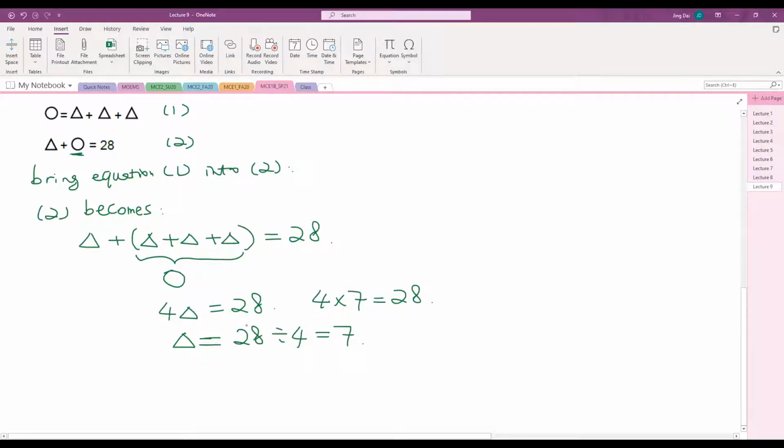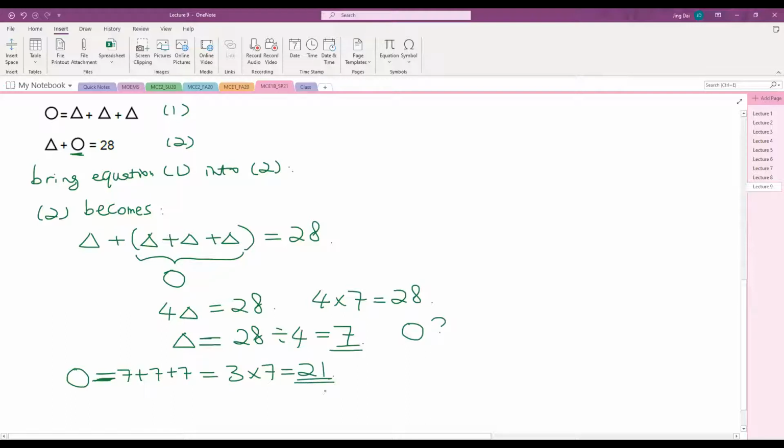Then how do you figure out the circle? 7 plus 7 plus 7. Very good. So the circle basically is 7 plus 7 plus 7. Or, Shuhan, what's an alternative to 7 plus 7 plus 7? 3 times 7. Very good. 3 times 7, that's 21. Okay. And now, you figured out the triangle is 7, the circle is 21.